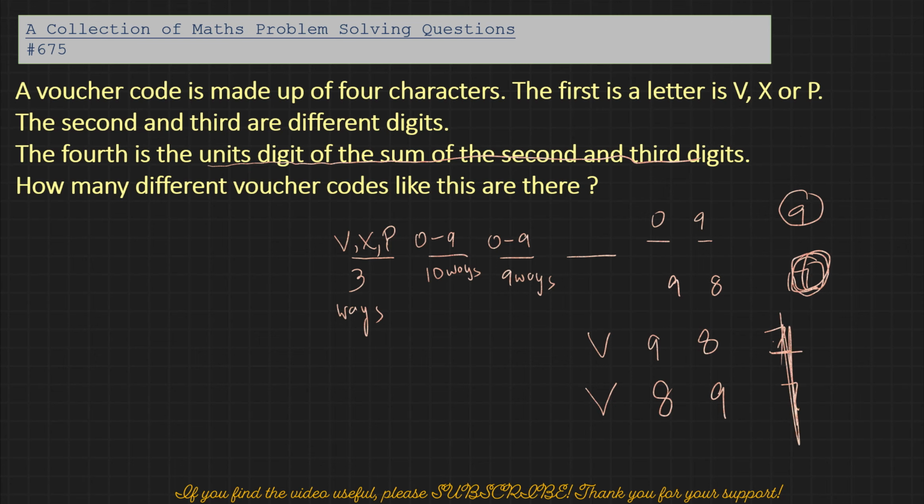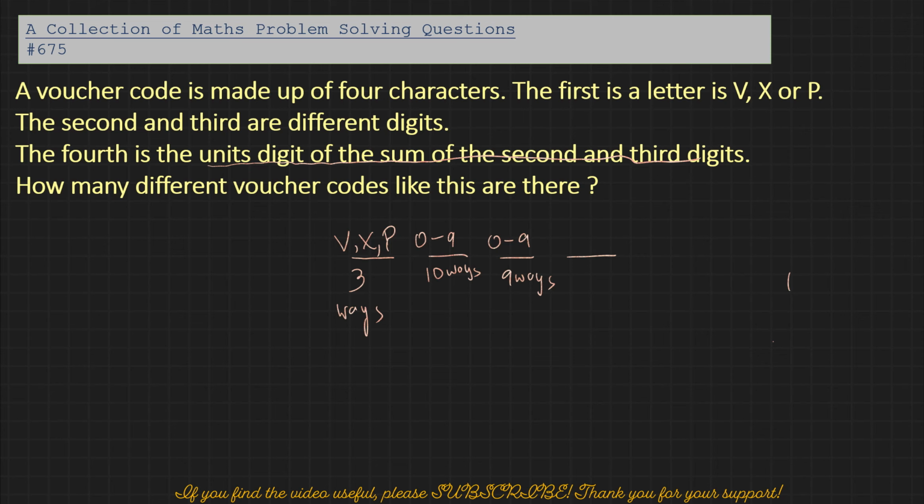So we're not interested in what happens in the fourth place. It doesn't matter. When we are counting, we ignore it. We don't count it, and only the first 3 places matter. So the total number of different codes possible would be 3 times 10 times 9, and that is 270.